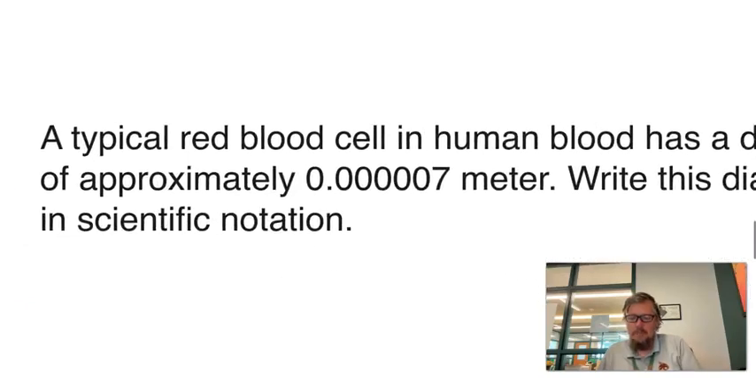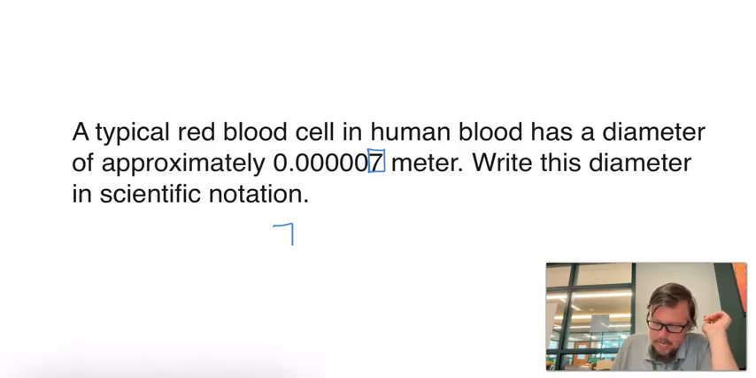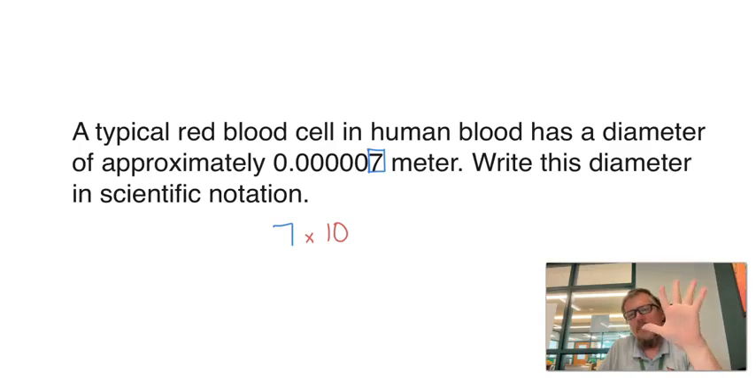Okay, last one. A typical red blood cell in human blood has a diameter of approximately 0.000007 meters. Write this diameter in scientific notation. So we have a decimal point, 5 zeros, and then a 7. So we're going to start with our 7, and we're going to multiply by 10. There's a decimal point and 5 zeros.